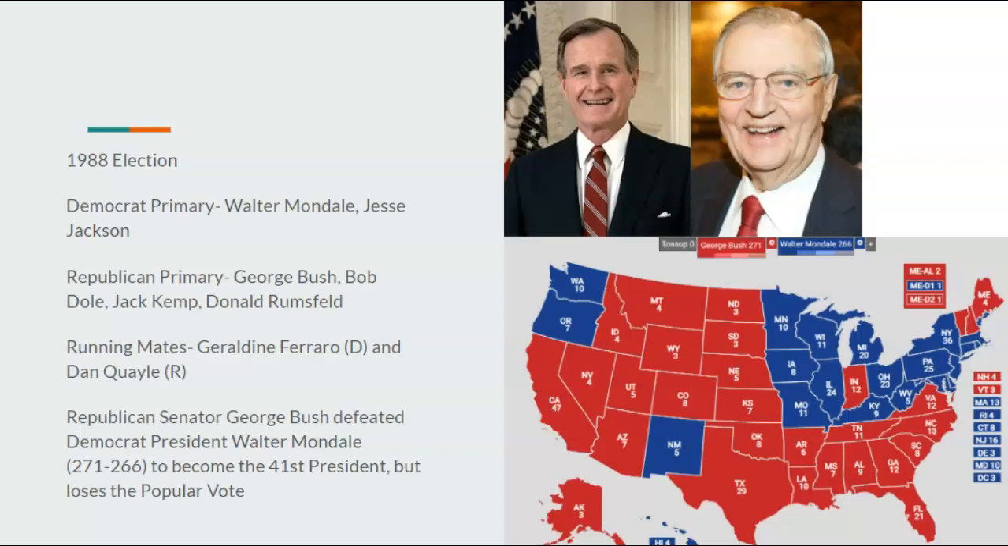But George W. Bush, he would not be the CIA director at this point. No, he would be the Republican senator from Texas. Yes, he'd be the senator from Texas. So Republican Senator George Bush defeats Democrat President Walter Mondale 271 to 266 to become the 41st president, but Bush would lose the popular vote in this scenario.